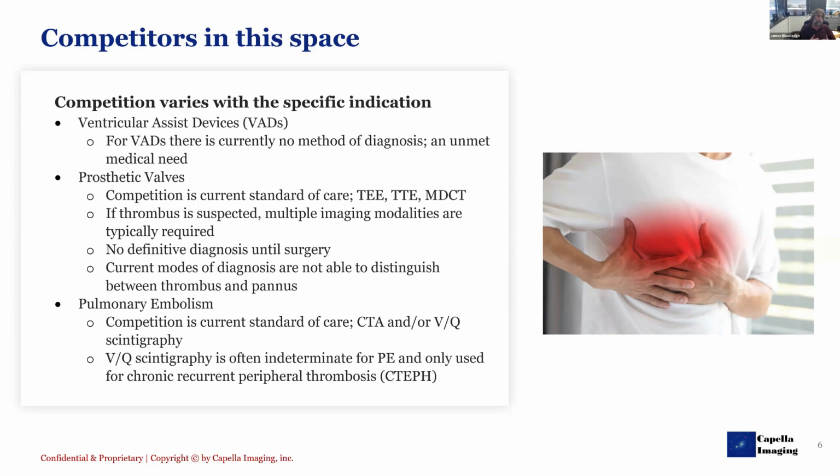In the case of pulmonary embolism, current standard of care is computed tomography and perfusion ventilation scintigraphy. We really see ourselves in the position initially of replacing the VQ scintigraphy. This is for patients that, for whatever reason, are not candidates for CTA. And VQ scintigraphy is very often indeterminate. You just can't get an answer with it. Whereas with our compound, you get a very bright spot which shows you exactly where the embolism is.